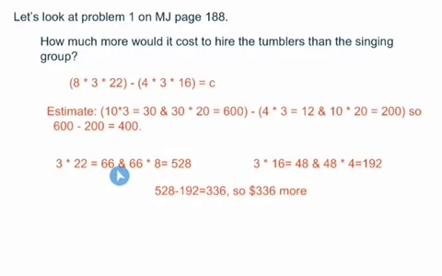So when I do that, 66 times this 8 gives me 528. You could write that out and solve that if you'd like to, okay? If you don't know it off the top of your head, yes, you'd want to. And then this one, I'm saying I would do 3 times 16. Again, that's going to give me a 2-digit number of 48. The 48 times this 4 that's left, I could solve. I'm going to get 192. I'll subtract this minus this equals 336. So it's $336 more to hire the tumblers than the singing group. Hopefully that's what you got as well.